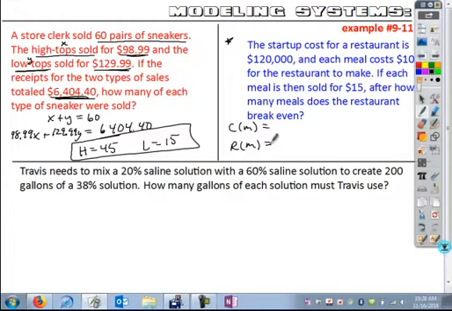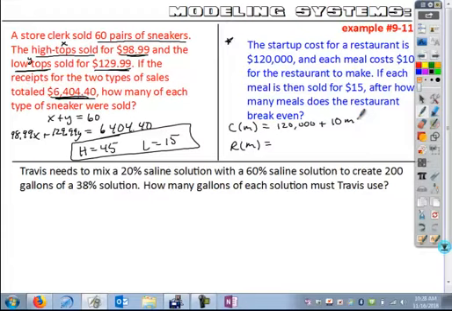Okay, so these are the two equations that I'm going to set up. The cost per meal for the whole restaurant is the startup cost, which is $120,000, plus the cost of each individual meal, which is $10. So 10 per meal. So this is my first equation. It is a linear equation, but that gives me the total cost to this restaurant.